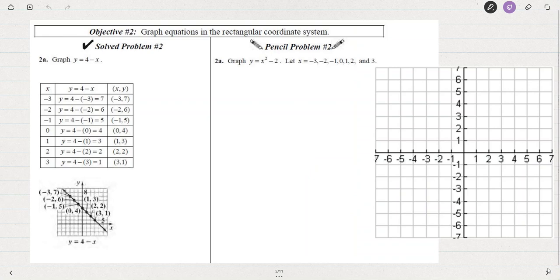Next, we've got an example that asks us to graph y equals x squared minus 2. You might recall how to graph that as a parabola that just starts 2 units down, a vertical shift of negative 2 or 2 down. But what you can always do to graph an equation is plot some points. So we're given which x's to find. I'm going to make an xy chart to find those points.